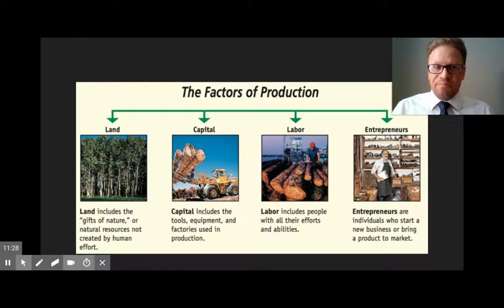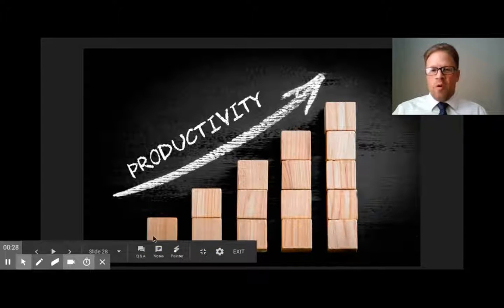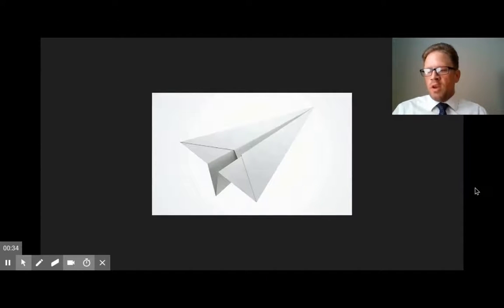So productivity is the amount of output, meaning goods or services, that are produced per unit of input or productive resource used. So in a sense, you could say how much you produce per person. That could be productivity. So increasing productivity means producing more with the same amount of resources, or producing the same amount with fewer resources.